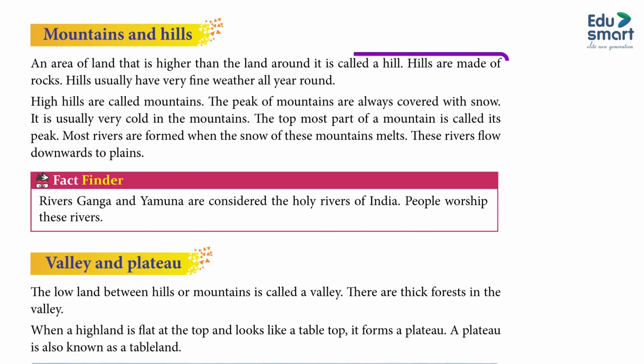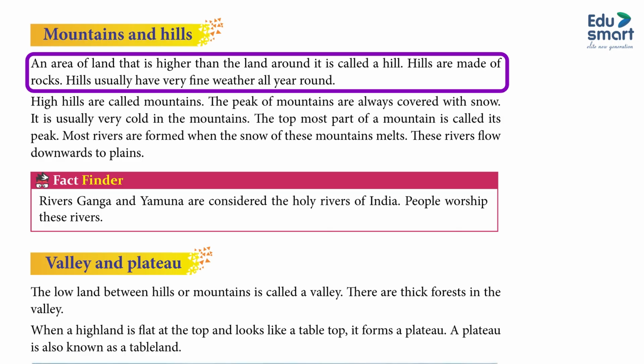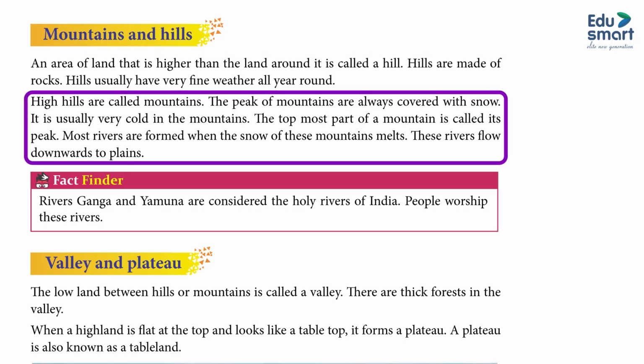Mountains and hills. An area of land that is higher than the land around it is called a hill. Hills are made up of rocks. Hills usually have very fine weather all year around. High hills are called mountains. The peaks of mountains are always covered with snow. It is usually very cold in the mountains. The topmost part of the mountain is called its peak.